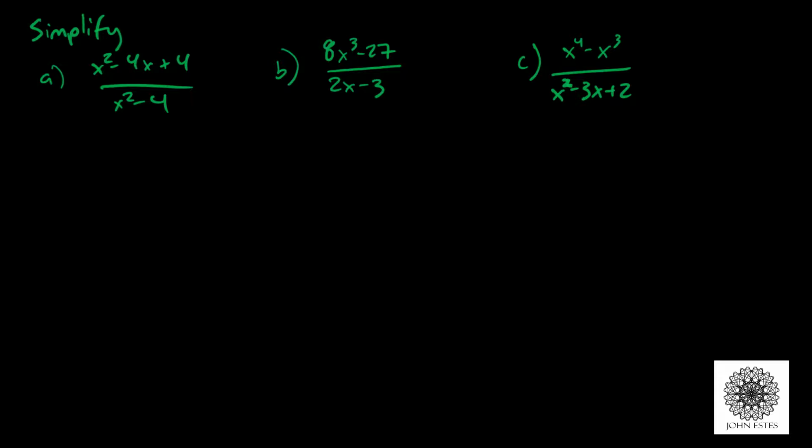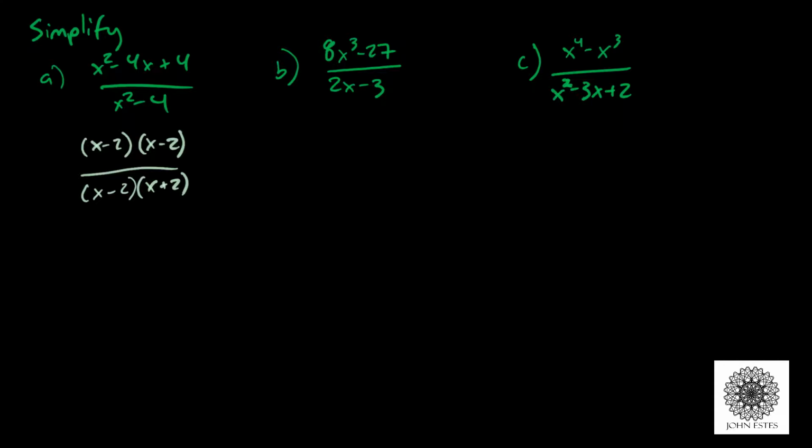Alright, so I have three more examples I want to show on how to simplify rational expressions. And really, it comes down to factoring. So for example, in A here, I have x squared minus 4x plus 4 all over x squared minus 4. What I want to do now is just factor to see what kind of parts I have in this thing. For the numerator, I need two things that multiply to give me 4 and add to give me negative 4. So I can see that'd be a negative 2 and a negative 2. And in the denominator, x squared minus 4, remember, is the difference of squares. So that's going to factor as x minus 2 times x plus 2.